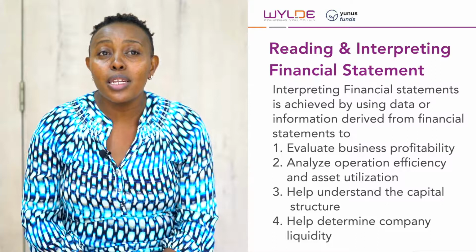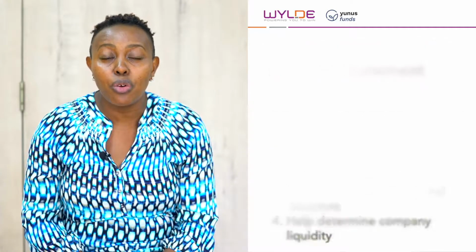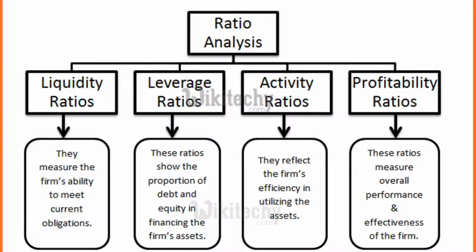Now, when you're doing the financial statement interpretation, we do use what we call financial ratios. And these financial ratios are classified under four: the liquidity ratios, the leverage ratios, the activity ratios, and the profitability ratios. Remember, I talked about ratios that help you analyze your liquidity, analyze your capital structure, analyze your asset utilization, and analyze how profitable is your business operation or the projects that you are undertaking.